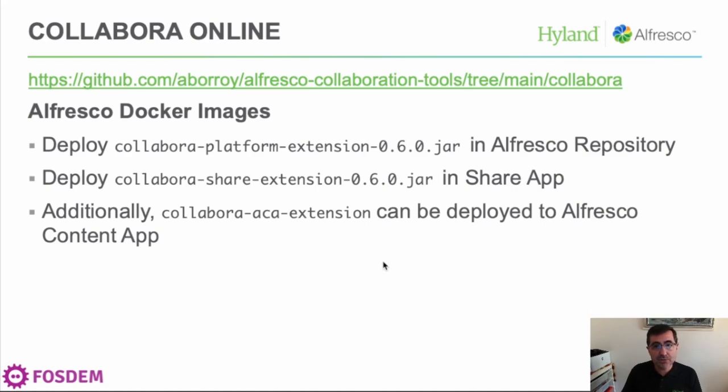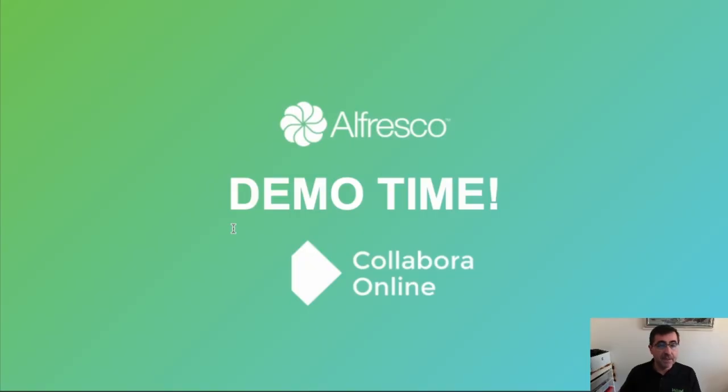We are also just extending the Alfresco Docker images in order to deploy the Collabora platform extension from the repository, and also the Collabora Share extension for the Share application. We are not providing the Collabora ACA extension, the ADF extension, the Angular component, because we want to compare this Collabora integration with OnlyOffice. Since OnlyOffice doesn't have an ADF extension, we are only using this. But you can also deploy the Collabora ACA extension if you are using ADF or ACA. There is no problem in doing that. Just follow the instructions on the main web page of the GitHub project and you can understand how to apply that. And with no more explanations, let's dive into the demo.